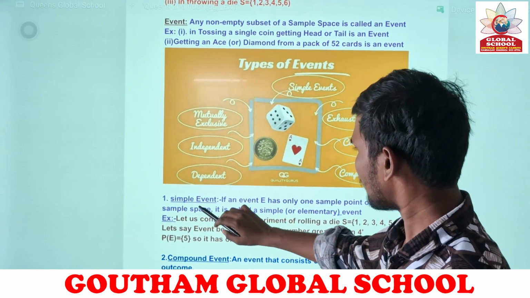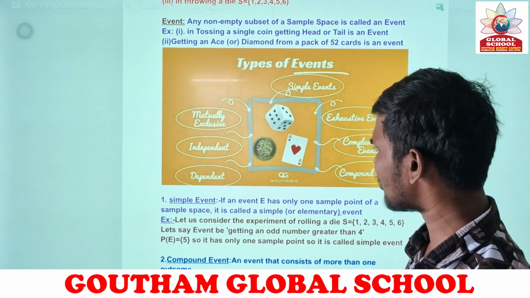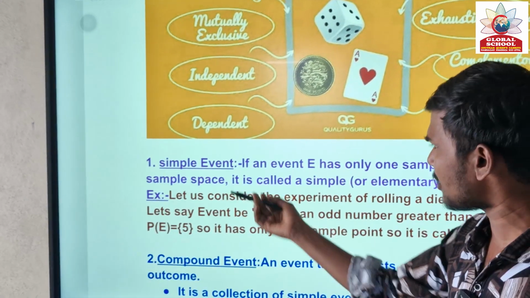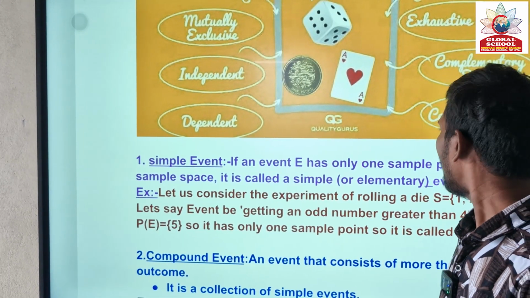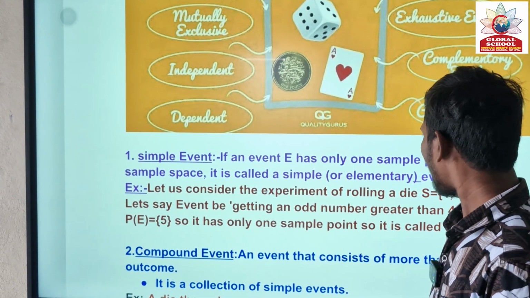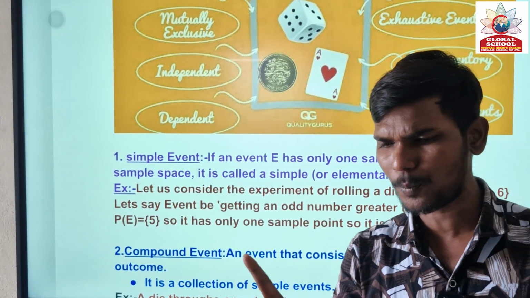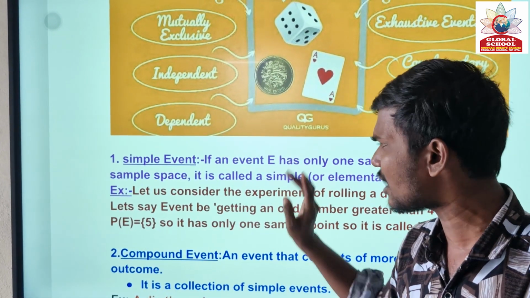Okay. Next, there are different types of events. The first one is the simple event. A simple event means an event where we get only one sample point as the output. It is called a simple event.